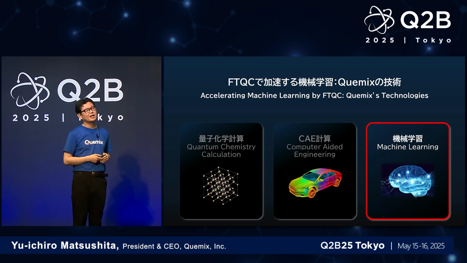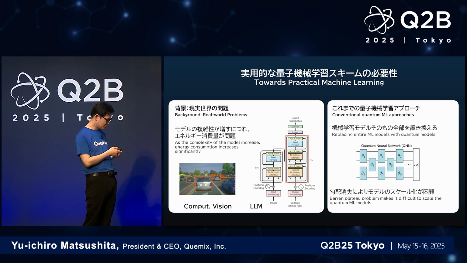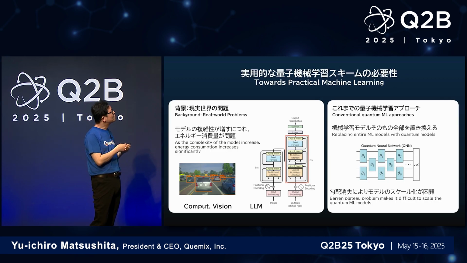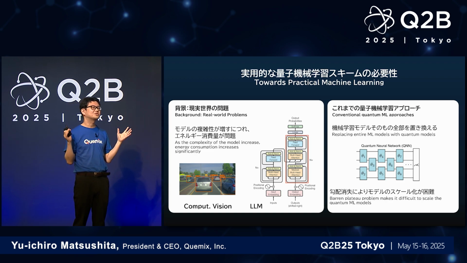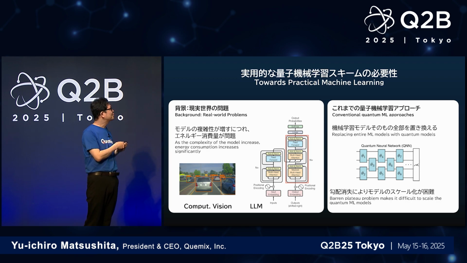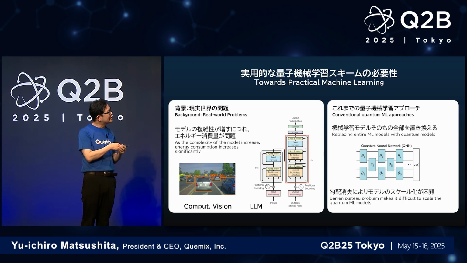Again, what is the practical machine learning scheme? This is where we struggled at the beginning, because one of the reasons why machine learning is receiving so much attention is that in this world today, the model becomes extremely complex, whether it be computer vision or LLM, and this increases energy consumption significantly. And how can we continue to develop generative AI? So that's the big challenge.